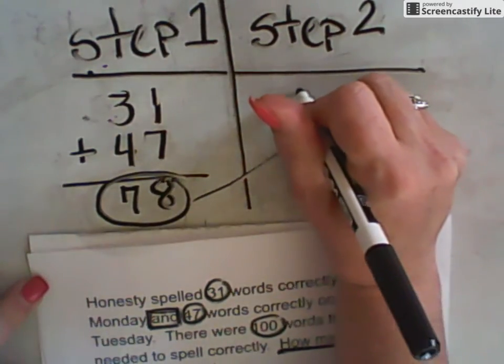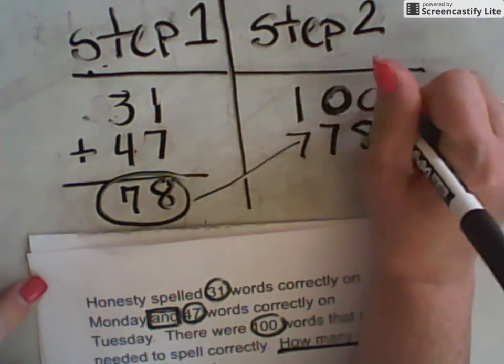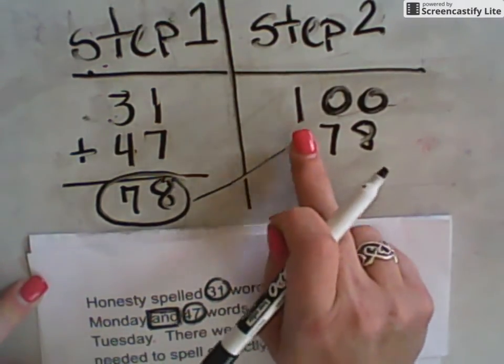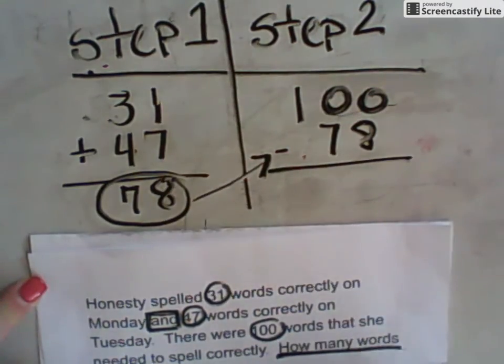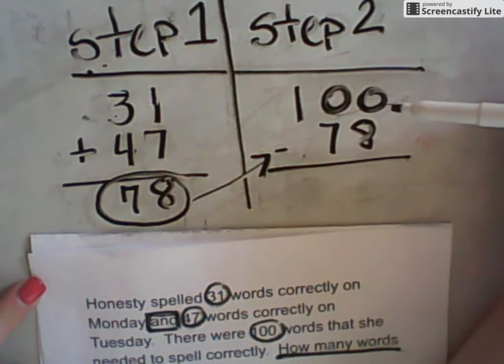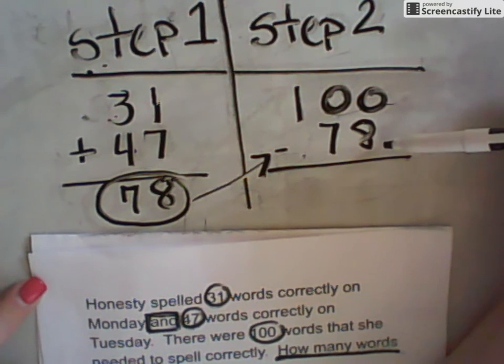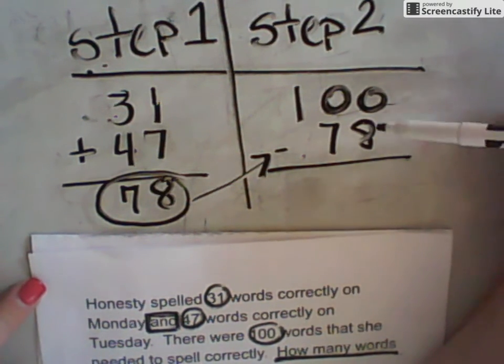Remember, when we do subtraction, the bigger number goes on top. So I'm going to start with 100 that she needed to spell correctly. I'll make that a little shorter. And I'm going to subtract and find what the difference is. Okay, let's start in the ones column. 0 minus 8. I can't do that. I can't take 8 away from 0. So I'm going to need to do some regrouping here.